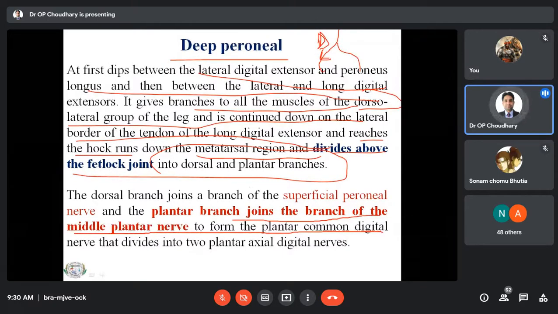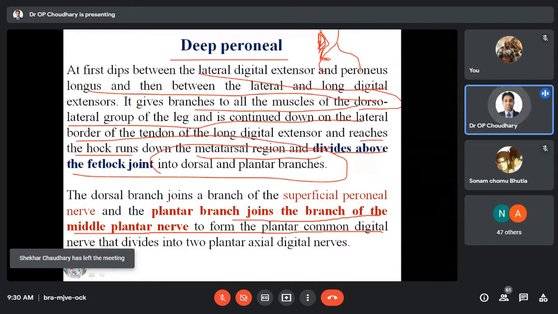So this dorsal branch will come and join the common branch of the superficial peroneal nerve, and this plantar branch will go to the plantar branch, which is a branch of the tibial nerve, to form a plantar common distal nerve that divides into two plantar axial distal nerves.